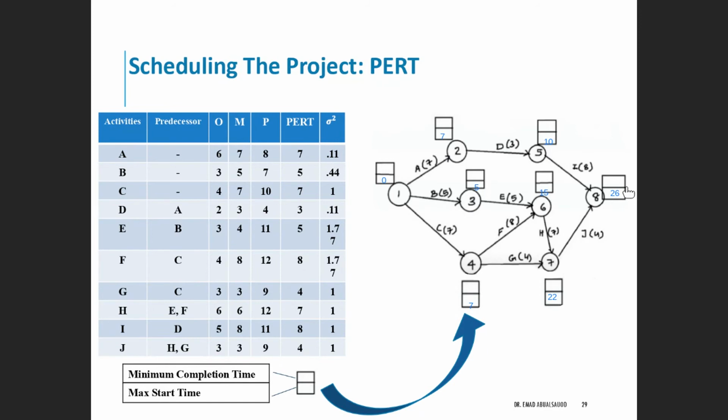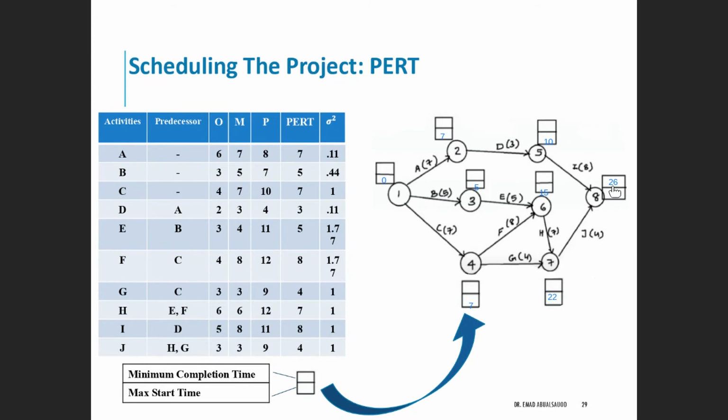The node now 8, the minimum completion time usually will be where you stopped. خلاص انت completion and maximum start time for the last node is going to be 26. So all the time that the value here, it will be the same. So it will be the 26, because this is the minimum completion time, and that is the same as the maximum start time. Now we start to subtract.